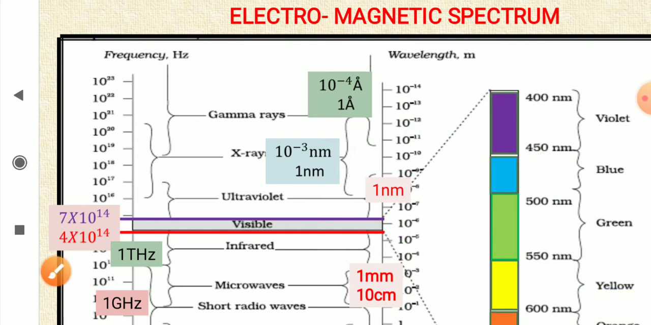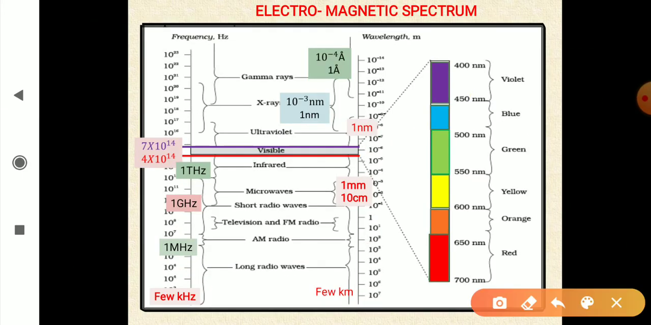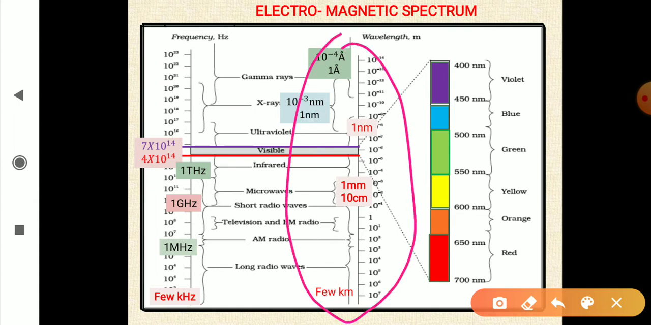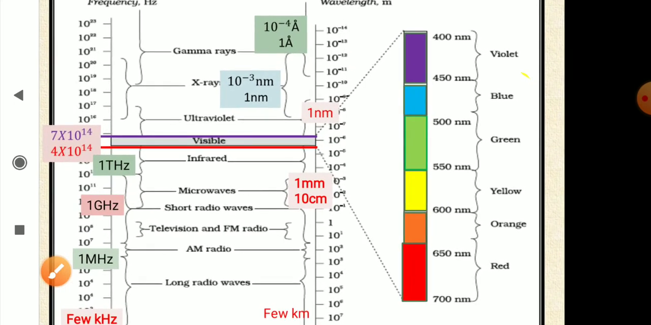So in this way, the sequence must be very clear to you. In examination, you are given these waves and you have to arrange them in ascending order of wavelength or ascending or descending order of frequency. The sequence is very important. And now let us come to the very important part of this spectrum.